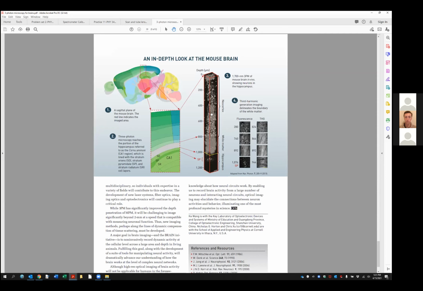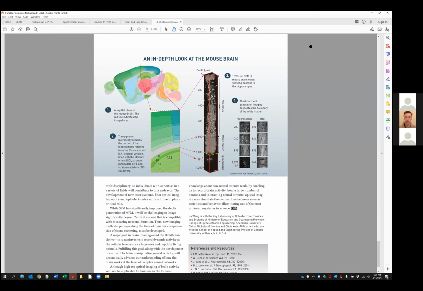So if you can go a couple of millimeters, here we're down to 1.2 millimeters, into a mouse brain with one of these multiphoton techniques, you can see several different layers. You can see the neocortex, the white matter, and the hippocampus. So you can see distinct regions of the mouse brain.